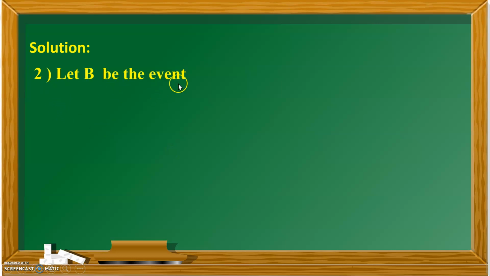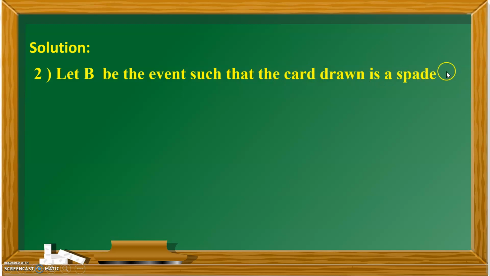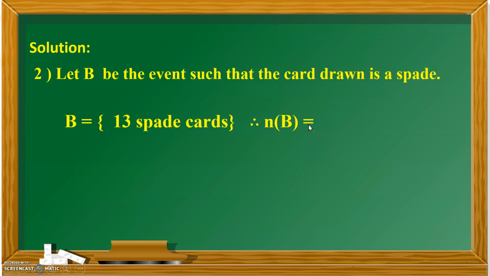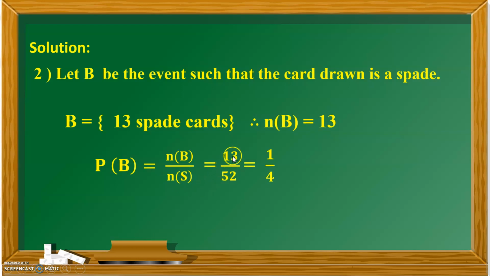Let's take the next one, that is the second one. Let B be the event such that the card drawn is a spade. Now how many spade cards are there? There are 13 spade cards. Clear? So therefore n of B will be 13. So P of B will be n of B upon n of S, equal to 13 upon 52, equal to 1 upon 4. Hope this part is clear, children.